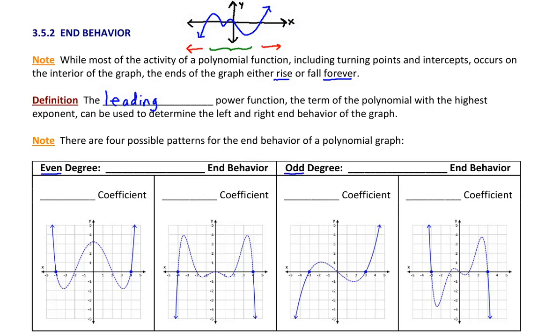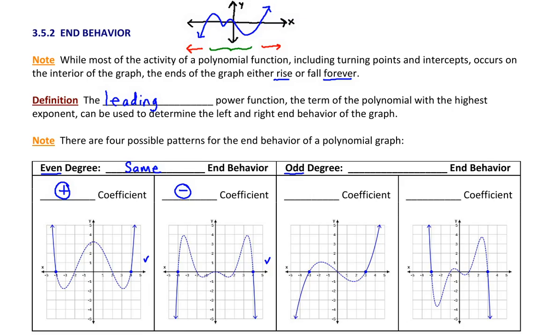If the leading power function of the polynomial has an even degree, then the graph is going to have the same end behavior. So in this box, you see two possible polynomials with the same end behavior. In the first box, both ends rise, and in the second box, both ends fall. In the case where both ends rise, the leading power function of the polynomial is going to have a positive leading coefficient. For the leading power function of even degree with a negative leading coefficient, both ends are going to fall.